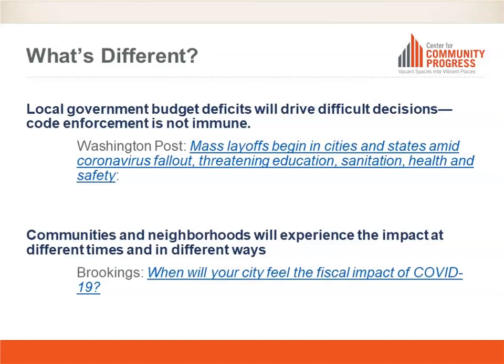We'll get to neighborhoods in a minute, but it depends on the way you collect taxes. If a community or local government collects a large percentage of their revenue from rolling sales taxes, they may feel the impact more immediately today, whereas communities that rely more on the property tax may see that happen over time.